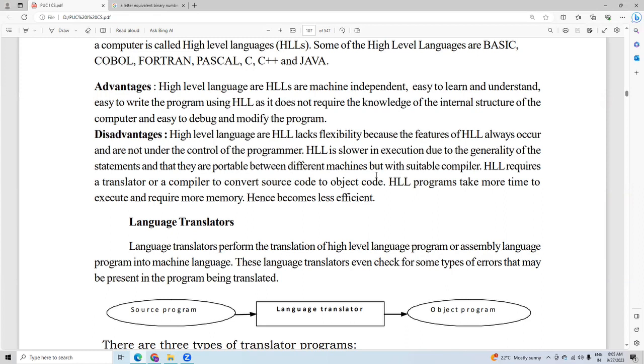So HLL requires a translator because you are writing in English. Computer doesn't understand English, right? So here it has to be translated to binary language. So we need a translator. We have two kinds of translator for this, compiler and interpreter, that we are going to study in the next topic. So this translator reduces the execution speed of the program because it is not understood directly, right?